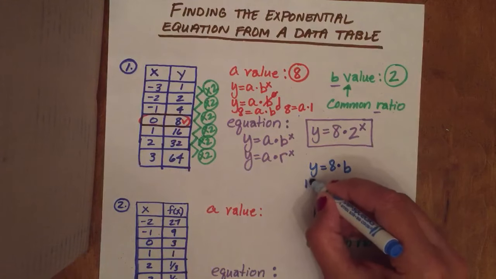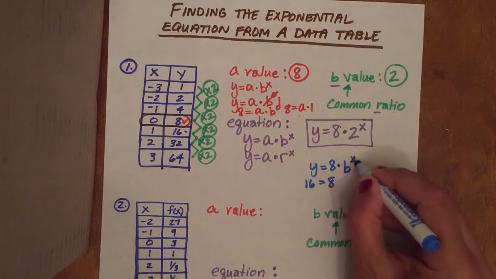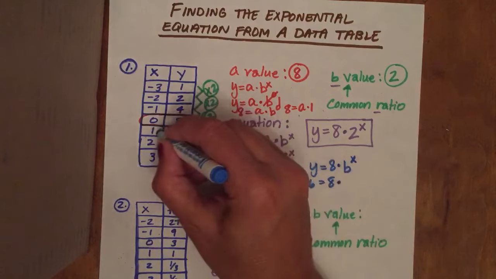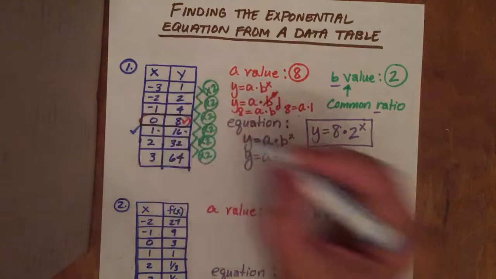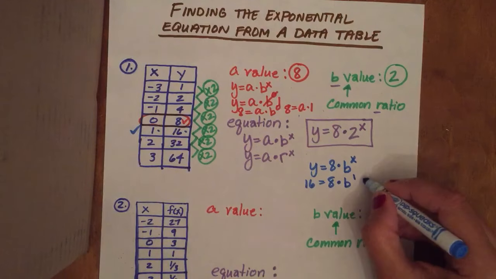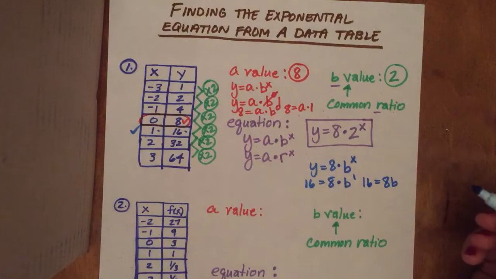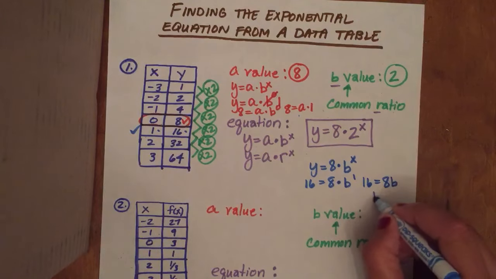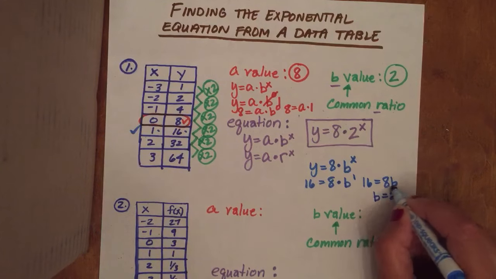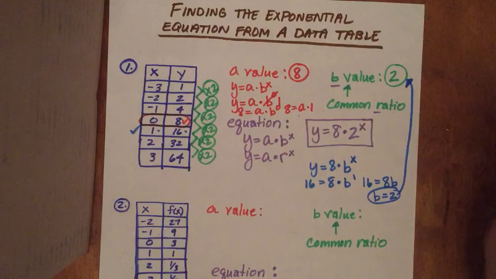So I'm going to plug in 16 for y, and I'm going to plug in 1 for x, because I've chosen this point right here. So that would mean 16 equals 8 times b to the first power, which is just b, which would mean b is equal to 2. And that's what we've already established by finding the common ratio.